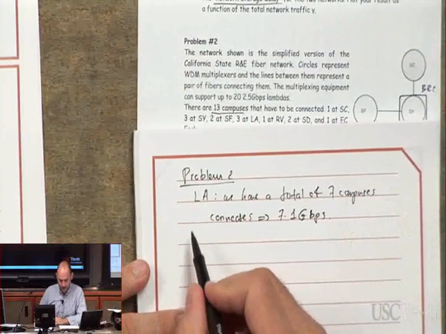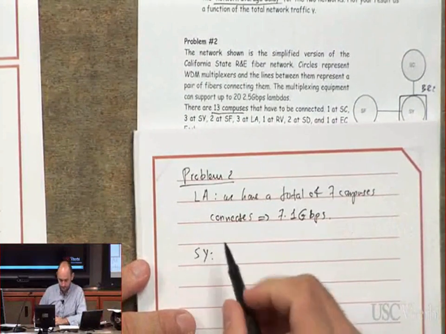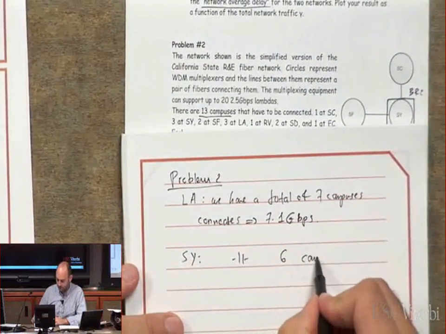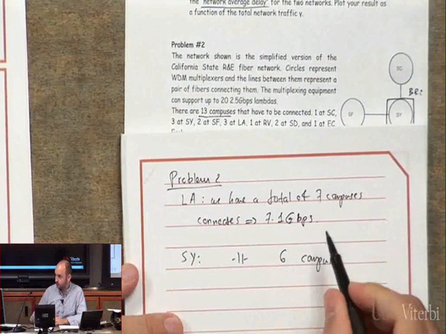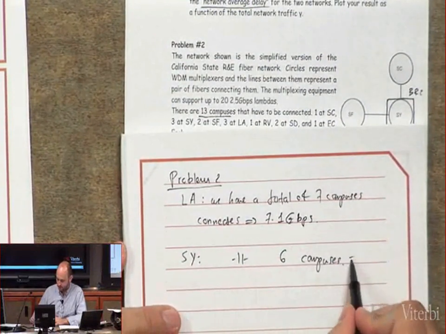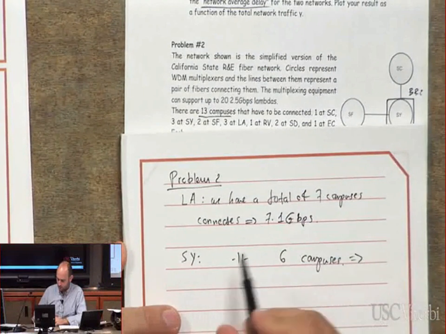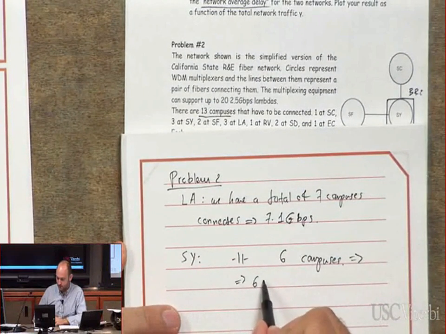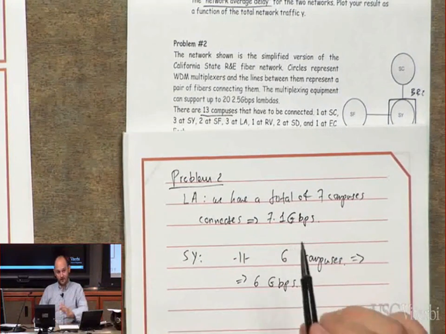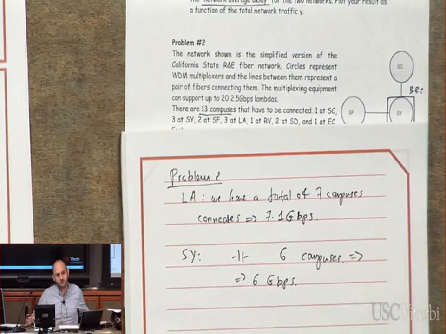So in SY, we have a total of 6 campuses. Out of time. We are almost done, guys. For sure. And this gives 6 gigabps. Okay? That's the traffic at backbone router 2.